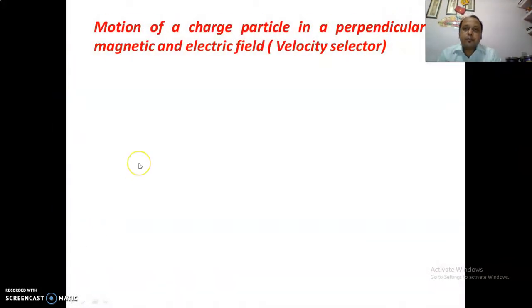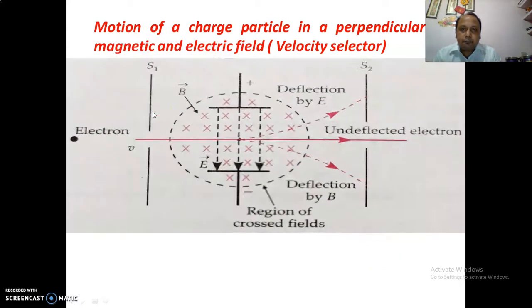So let us see how it works and what is the basic concept behind this. We are going to discuss the motion of the charged particle in the perpendicular magnetic and electric field, where the magnetic and electric field are also perpendicular to each other. Let us see the diagram here. Look at the region here. In this region we have both electric as well as magnetic field.